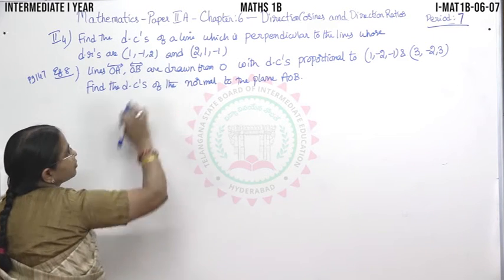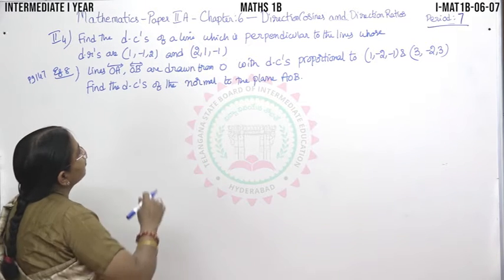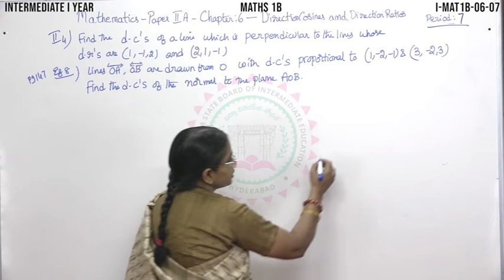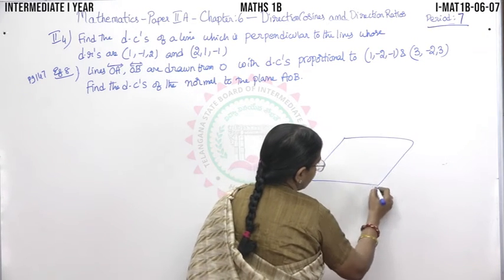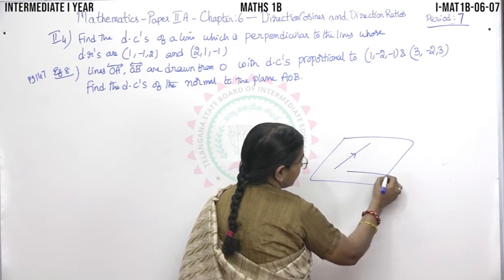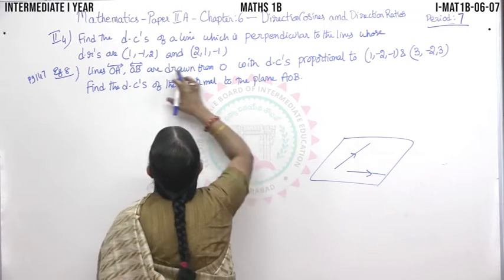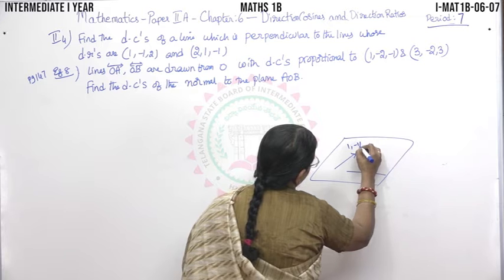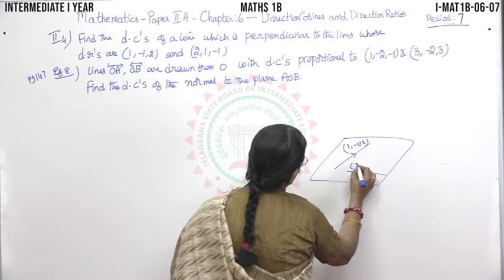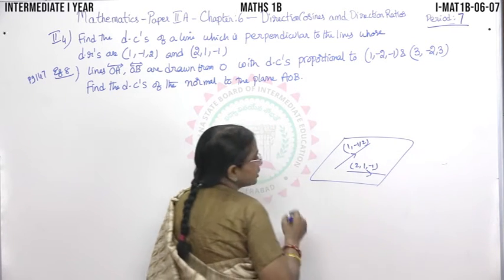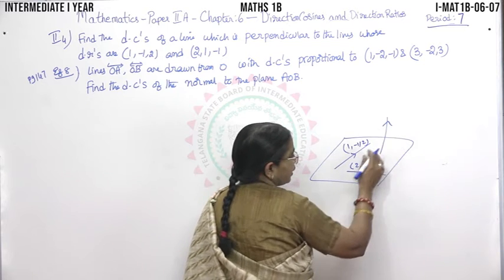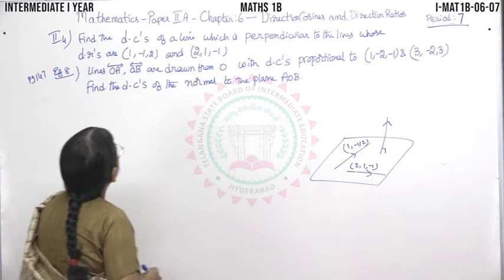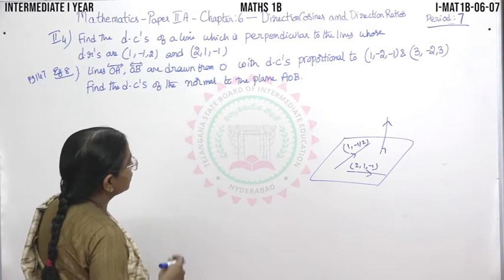Find the direction cosines of a line which is perpendicular to the lines whose direction ratios are given. So that means in the plane you have two lines whose direction ratios are given. Direction ratios of the first line are 1, -1, 2. And the direction ratios of the second line are 2, 1, -1. You must find a line which is perpendicular to both of them, and then find its direction cosines.